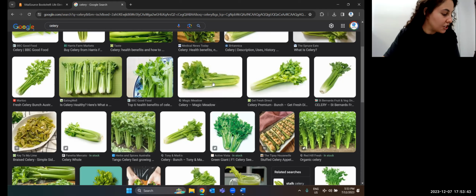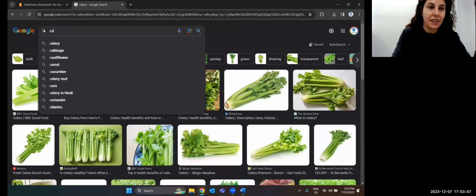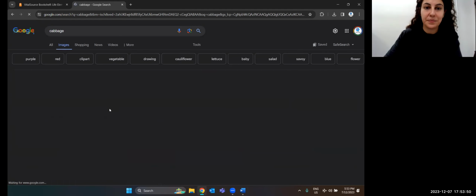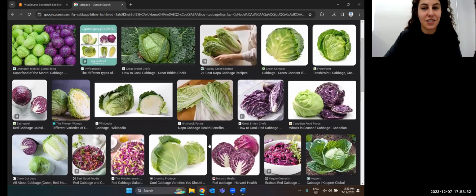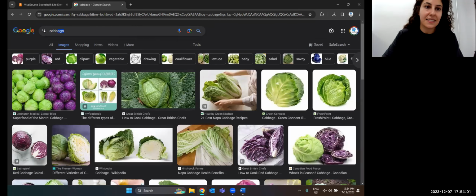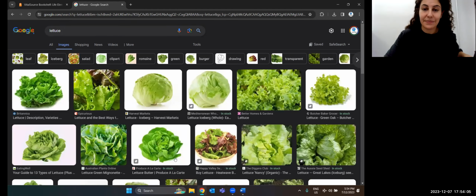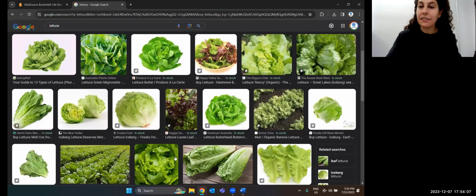What about cabbage and lettuce? Are they leaf, stem, or root? So this is cabbage. I love cabbage. Again, different varieties of cabbage. So cabbage and lettuce. Is that the leaf, the stem, or the root? These are leaf. Yeah, it's leaf.